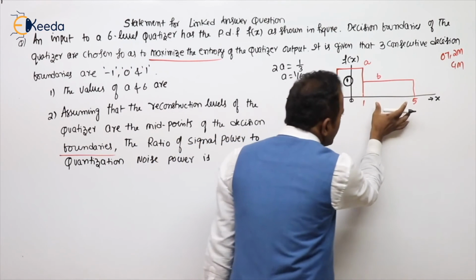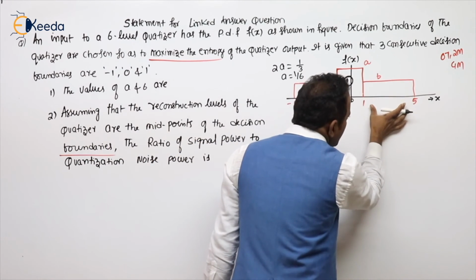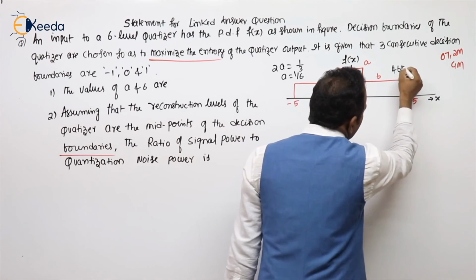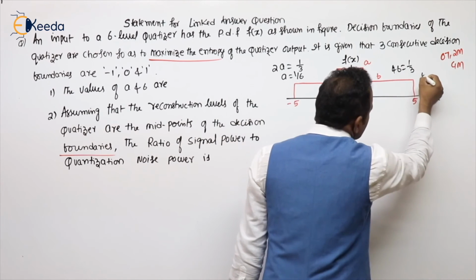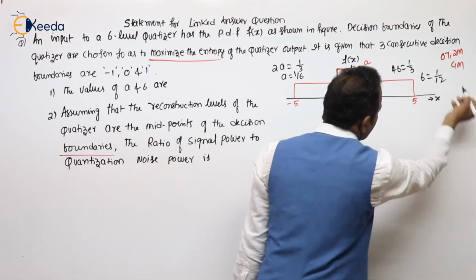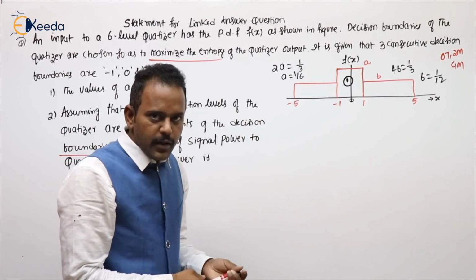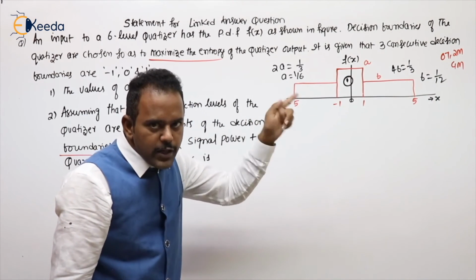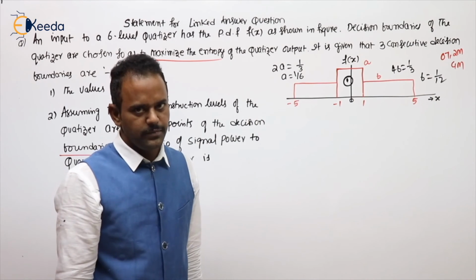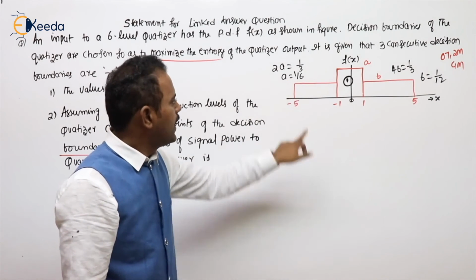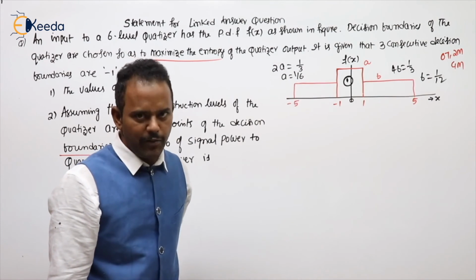Next, what is the area of this rectangle? Width is 4, height is B. So 4B equals 1 by 3. So B value is 1 by 12. This type of model is regularly asked. Area under the PDF is probability. I calculated the A and B values: A is 1 by 6, B is 1 by 12.